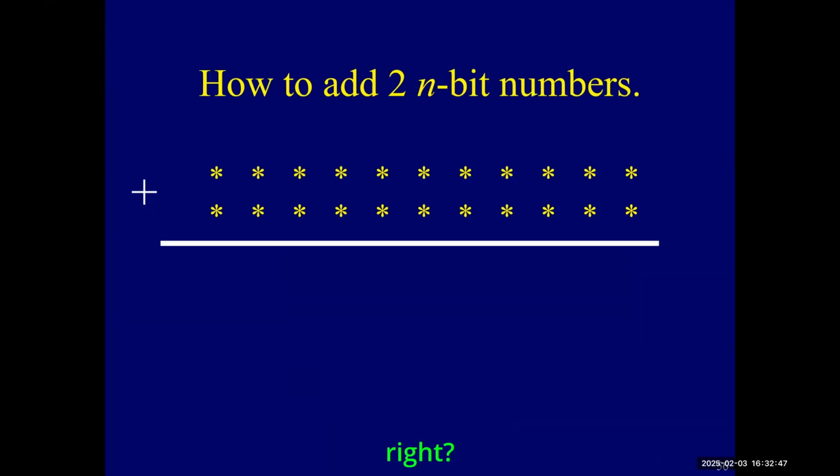Now, right? So here, each of these stars can either be a digit between 0 and 9, or it could be a bit between 0 and 1. I don't really care. What I'm going to tell you is going to be the same. How do you add? You add these two.